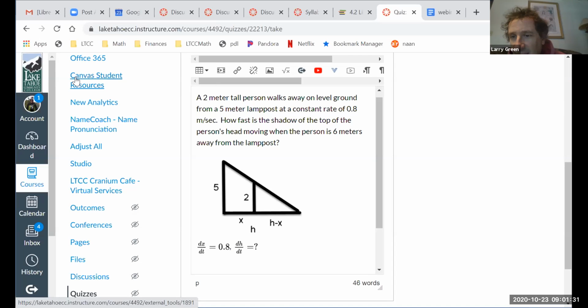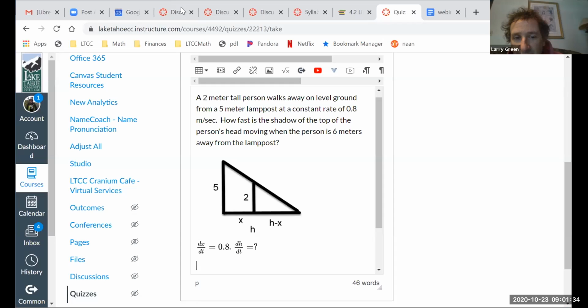So 5 is to h as 2 is to h minus x. Does that make sense? Because 5 is the long height and h is the long bottom. 2 is the short height and h minus x is the short bottom of this small triangle. So again, 5 is to h as 2 is to h minus x. Let's type that in.